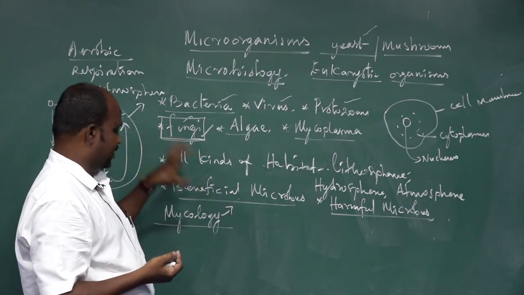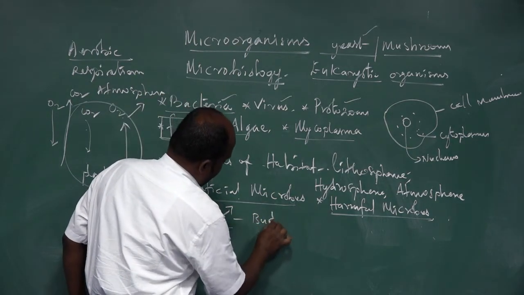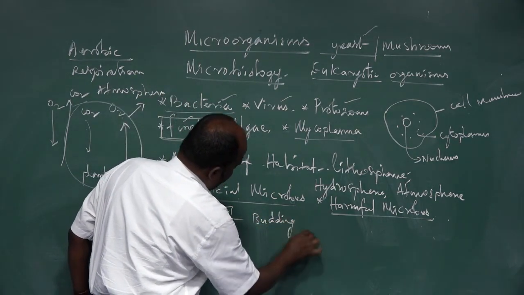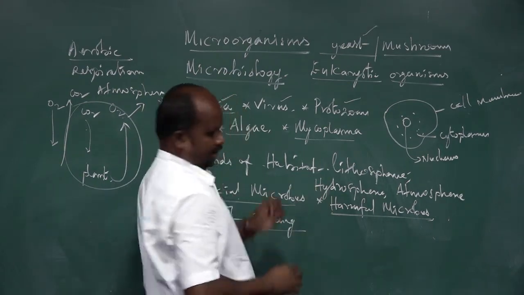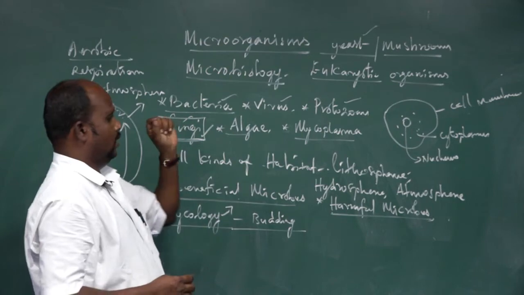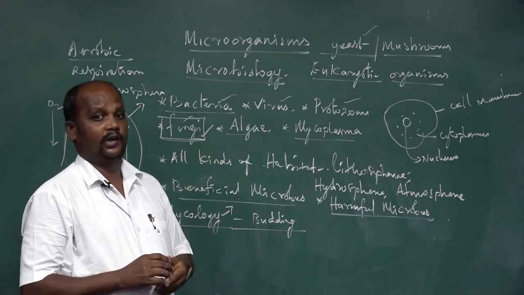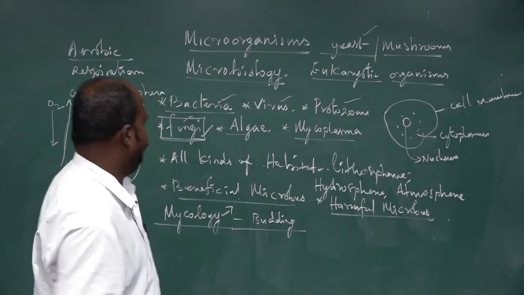Fungi maintain asexual reproduction. An example is the budding process, which is maintained by yeast. Just observe me, I will draw a simple diagram of yeast, a unicellular fungus, and explain, then you can easily understand. Just listen, I will rub the board.